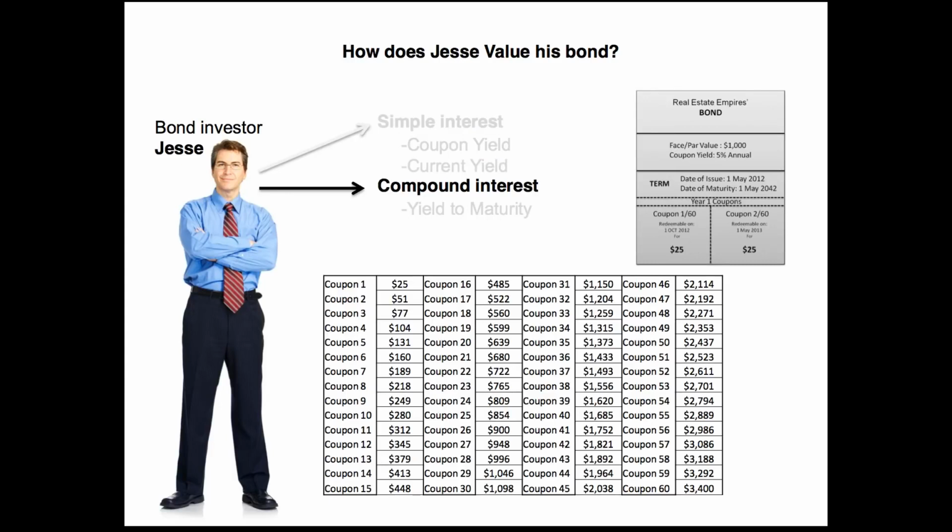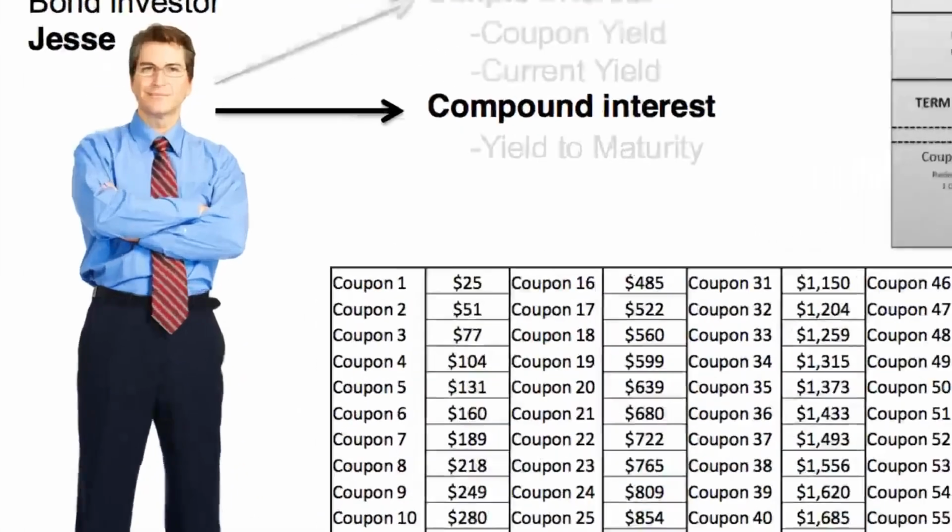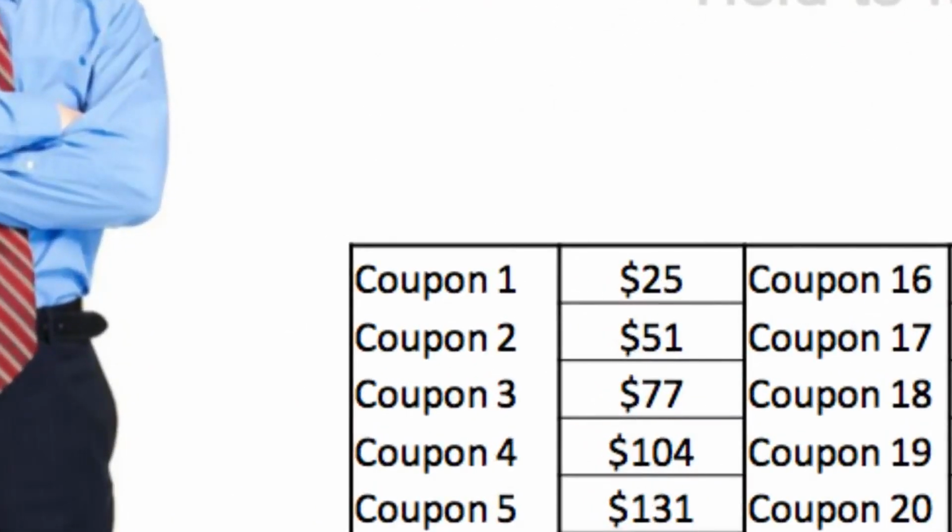So let's talk about the compound interest on a bond. As we look at our chart, let's go to the first coupon. We're going to assume that Jesse bought the bond as soon as it was issued, just like the very first scenario we looked at. So Jesse would receive his $25 after the first 6 months. And then the second coupon, 6 months later, he's going to receive another $25 check.